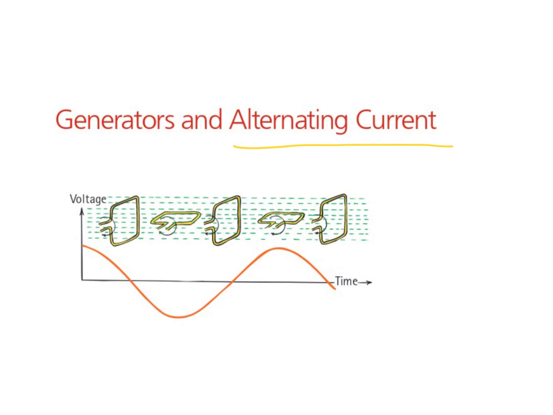The voltage and the current both, they are constantly going back and forth. And so in this loop, what would happen is over here the current would be going this way, but over here the current would be going the other way. And so it just keeps reversing itself back and forth as the crank is turned.